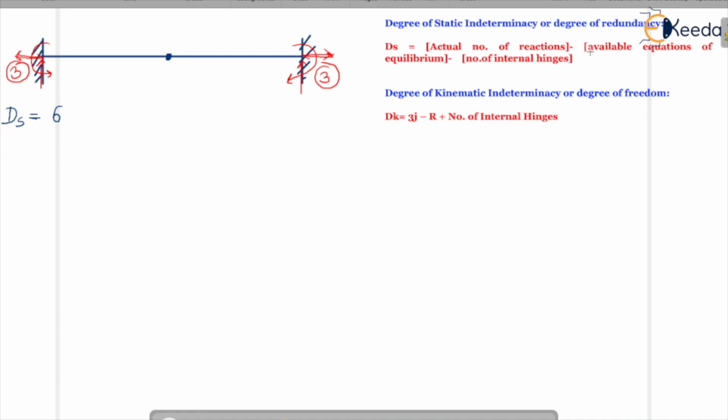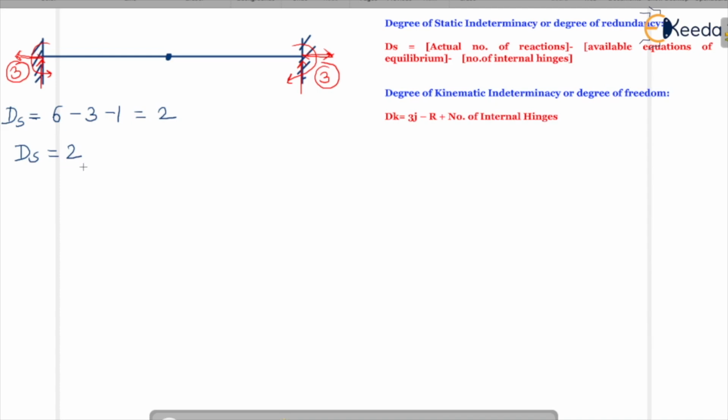Now what are the available equations of equilibrium? That is 3, so 6 minus 3. And then how many internal hinges are there? There is only one internal hinge, so we do minus 1. So for this fixed beam with one internal hinge, we get the answer as 2. So the degree of static indeterminacy is equal to 2. I hope you understood this. Use this formula and you will arrive at this answer.